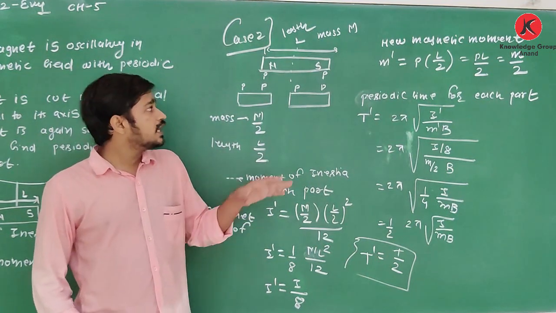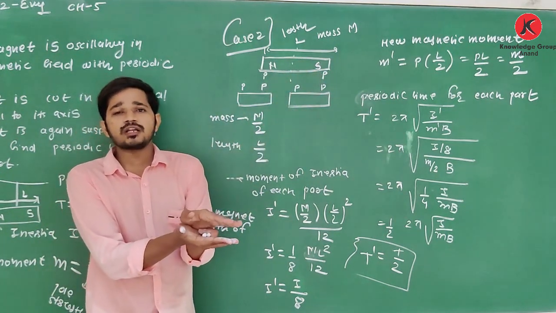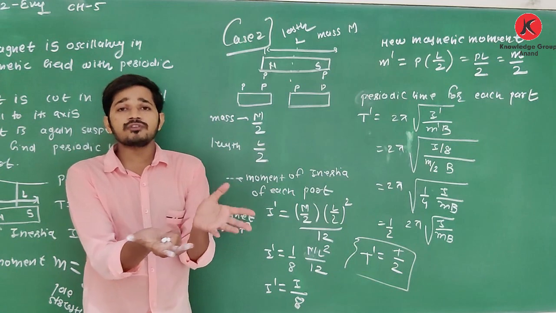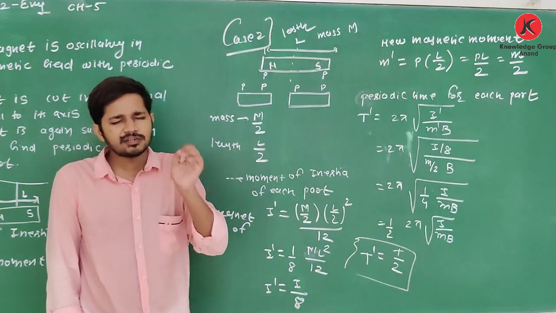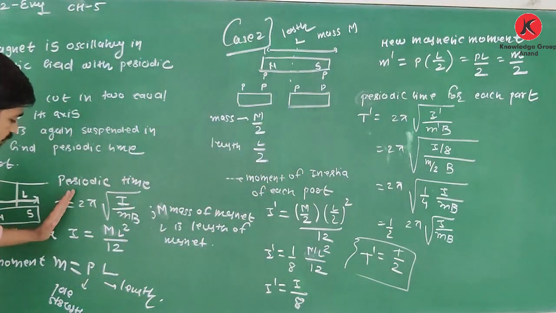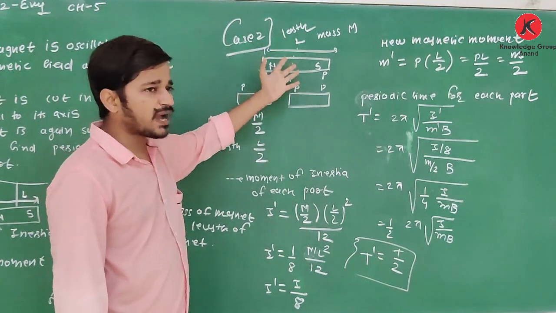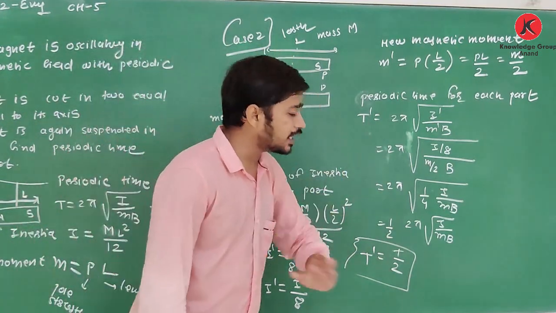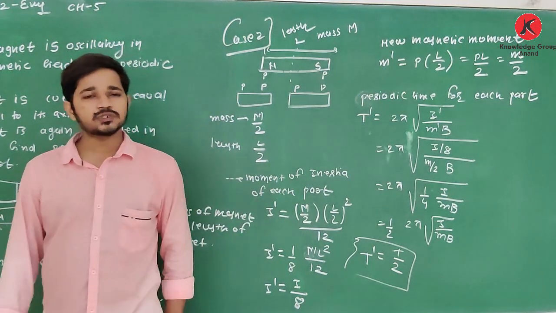Or I have 2 such magnets placed one above the other, then what is the new periodic time? So there are a number of questions with this method. First of all, for the first magnet you have to write this, then how it is cut or how it is combined or joined, and you have to find the new periodic time. Clear about this? Now we will see the next question.